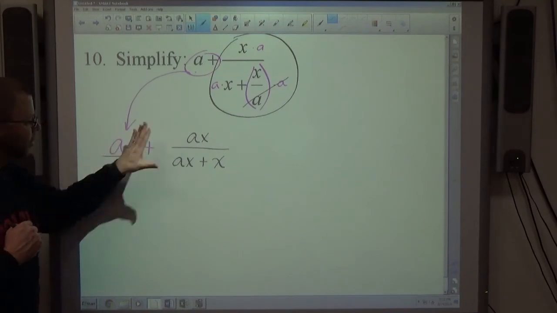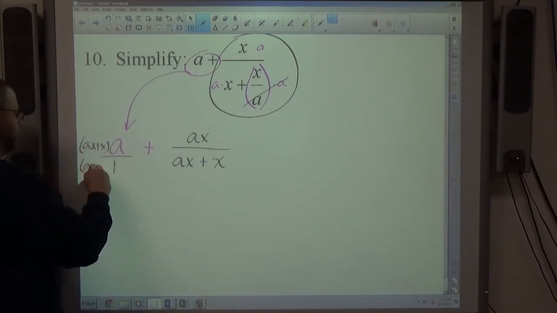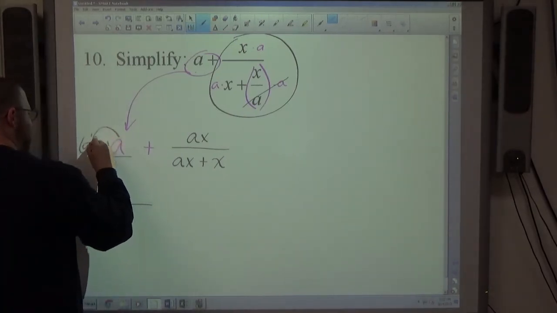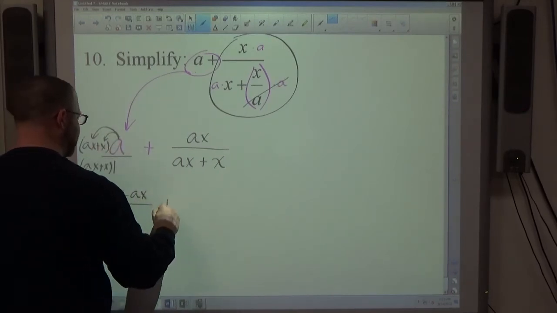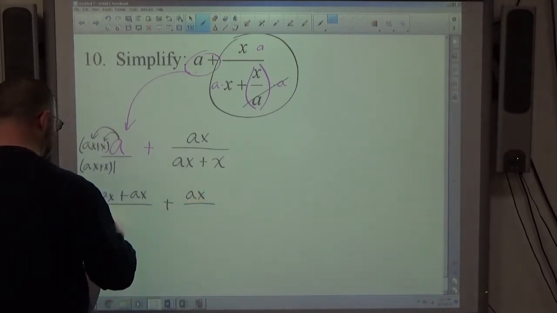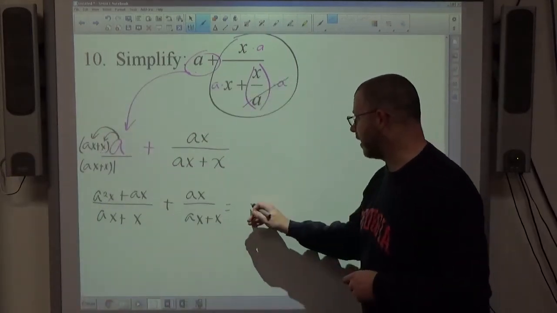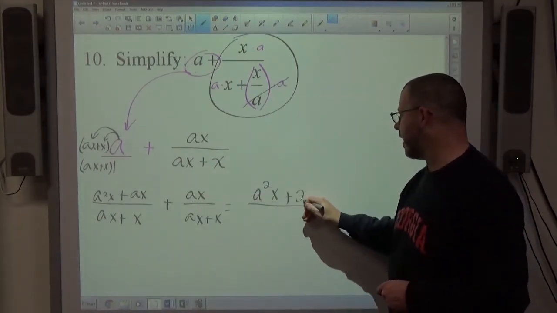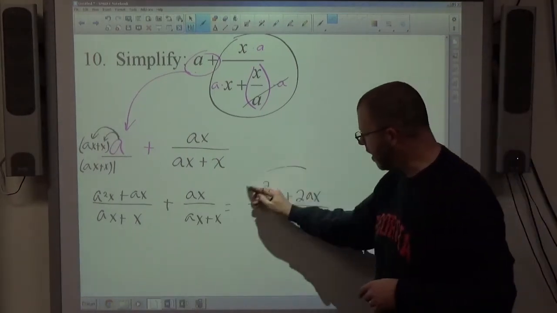So now that I've got it down to a simple fraction being added to this a, I need both top and bottom of this being multiplied by ax plus x. And that gets me a times ax is a squared x. A times x is plus ax. That's going to be plus ax all over ax plus x. So if I add the two fractions together, combining like terms in the process, a squared x has no like terms. 1ax plus 1ax makes 2ax. On the bottom I've got ax plus x. That's the right answer. I wouldn't count that wrong.